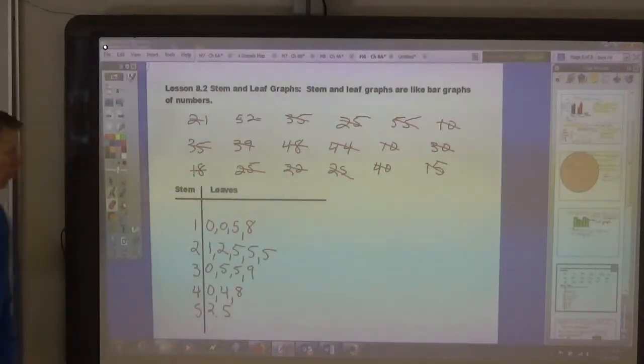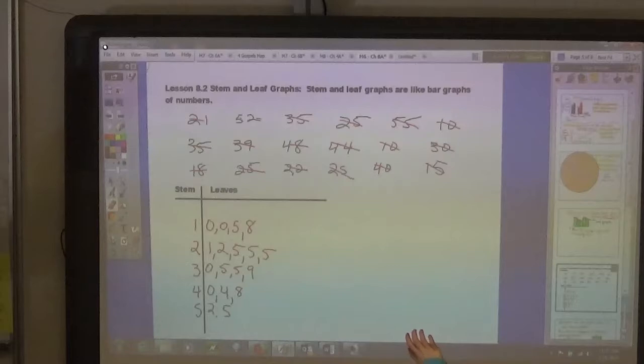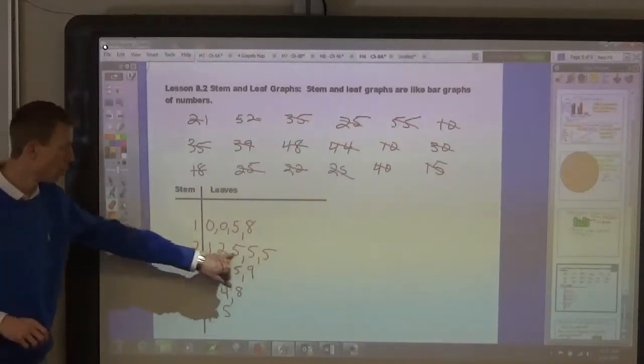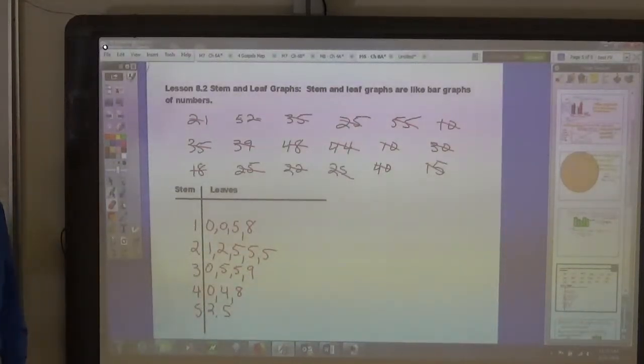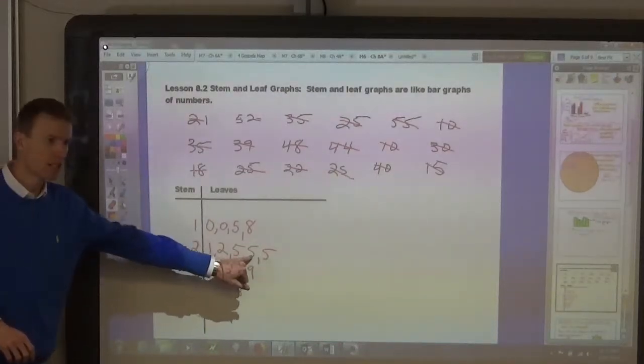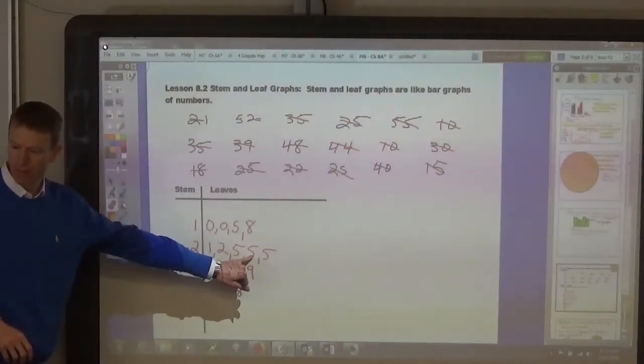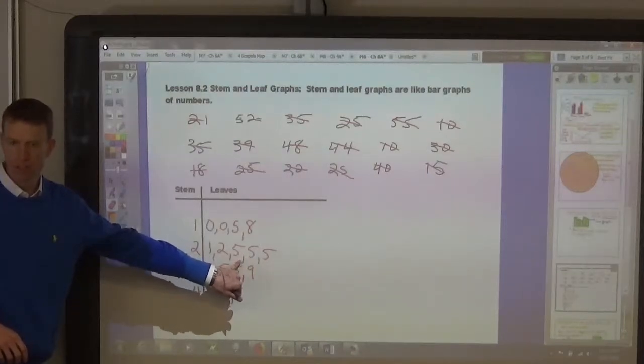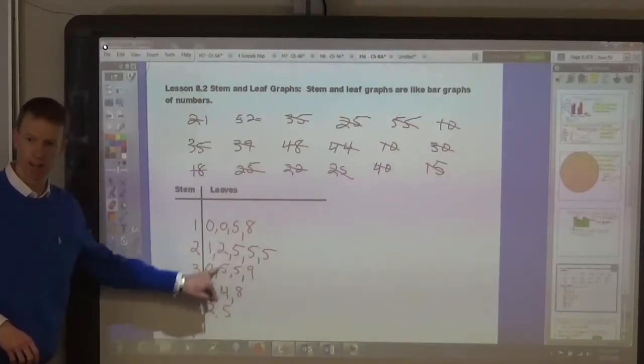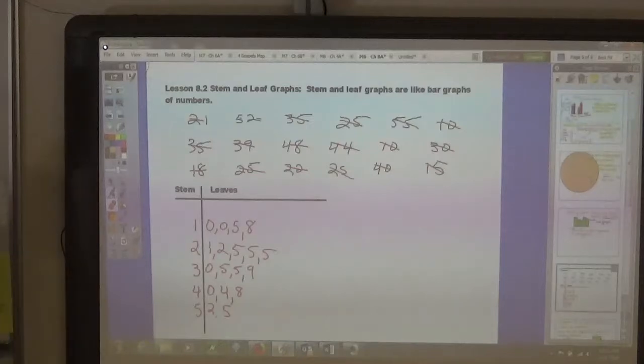Which stem has the most numbers taped? The 2. Yeah, the 2. So most of the numbers are in the 20s. Yep. So that's one thing that you can see easily with the stem and leaf graph. It's another purpose of organizing the numbers this way. Okay? Any questions on stem and leaf graphs?